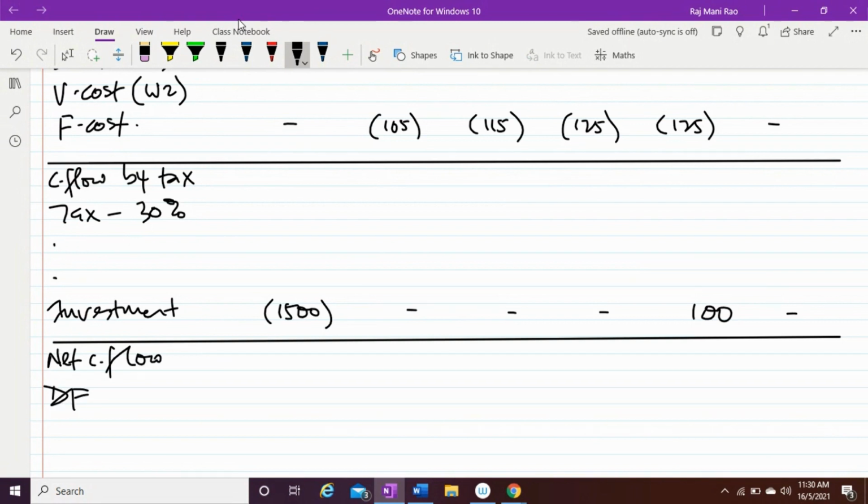Depreciation? Oh my God! How can you say depreciation? Depreciation is a non-cash item. Tax relief on capital allowances. Working 3. What comes next after tax relief?